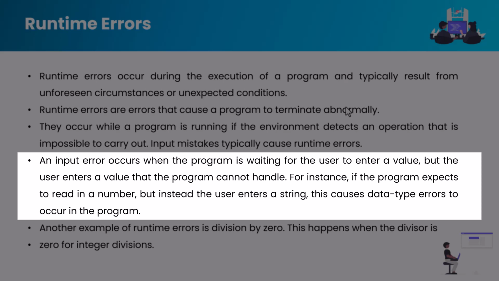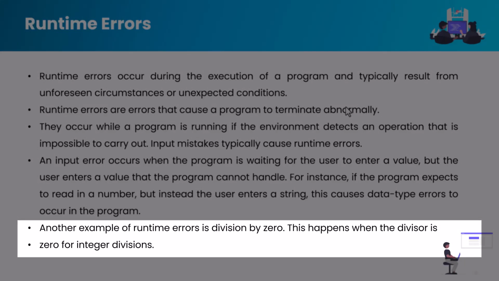For instance, if the program expects to read in a number, but instead the user enters a string, this causes a data type error in the program itself. At that time the program will not run and it will fail or terminate abnormally. Another example that I want to give is the divide by zero issue. Another example of a runtime error is divide by zero. This happens when the divisor is zero for integer division. I'll show you this particular example, divide by zero, and then it will be more clear for you.